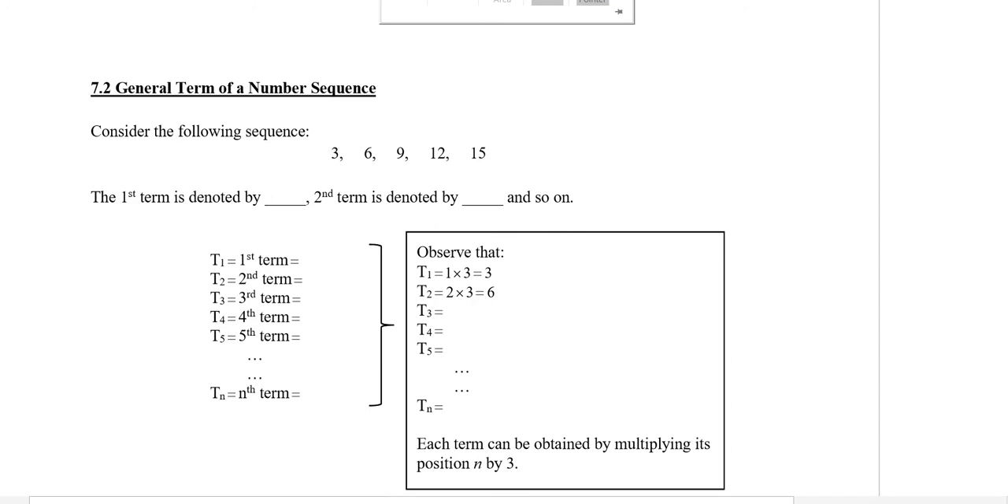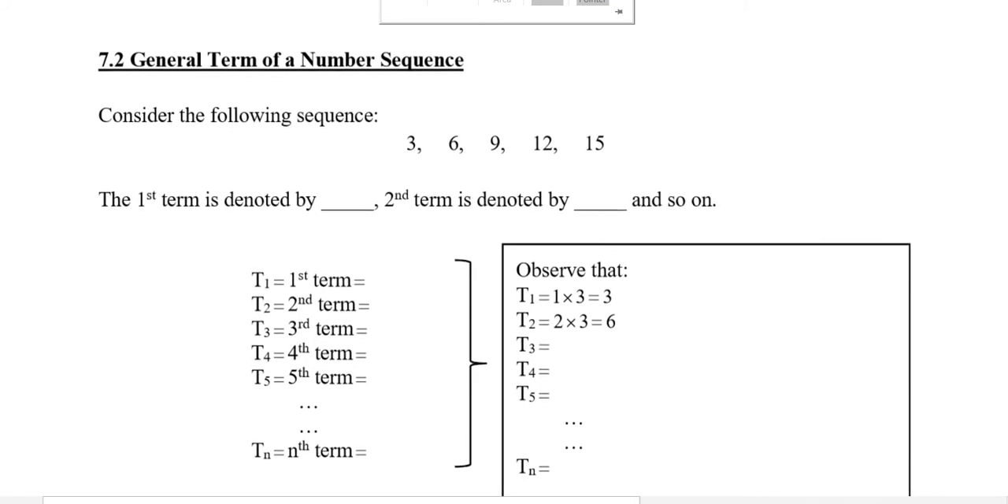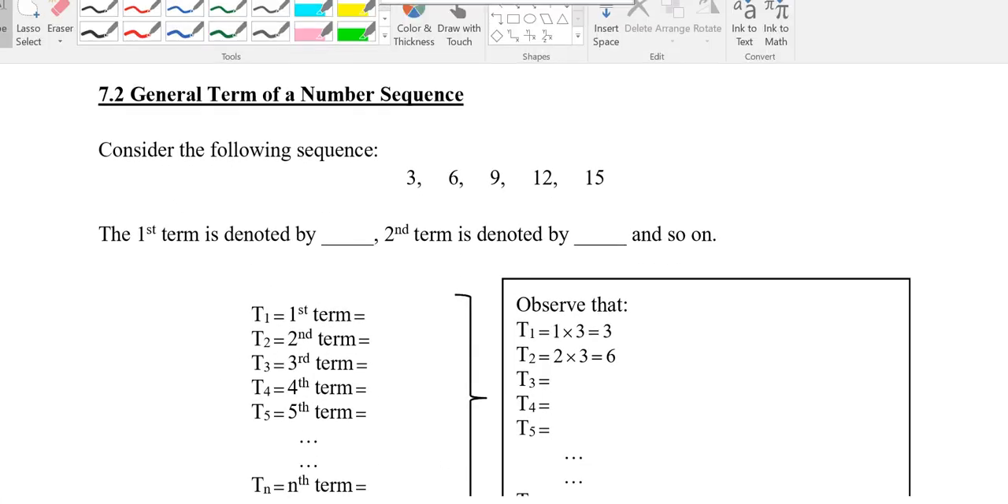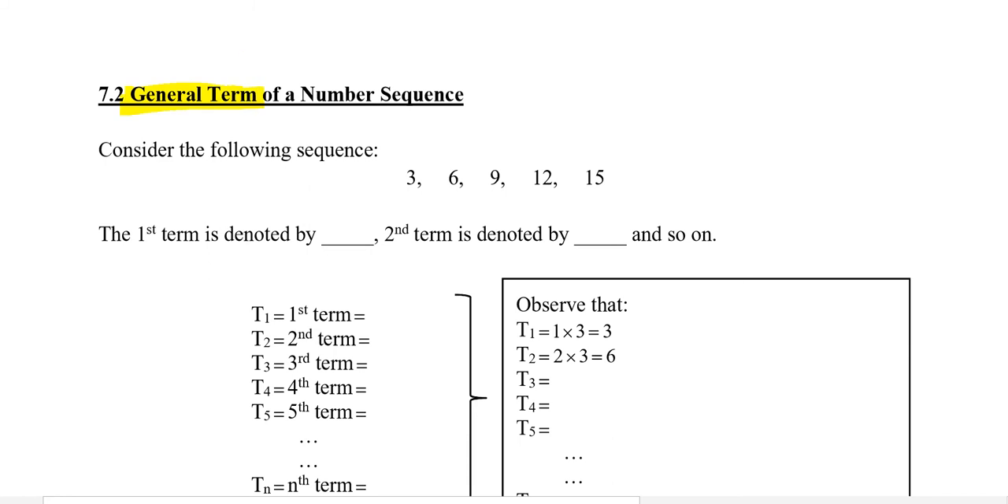So consider the sequence. Can you underline the word general term? So general term n is equal to what? Brian is writing.